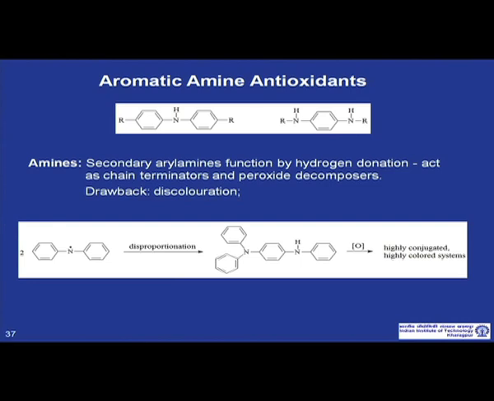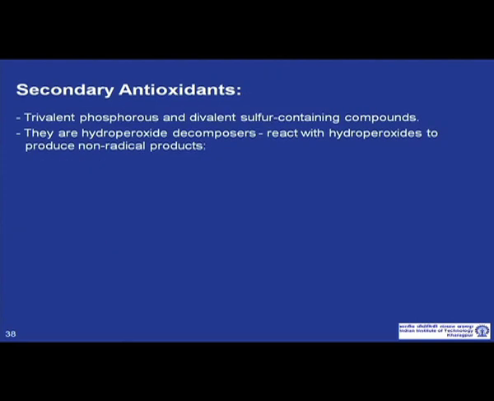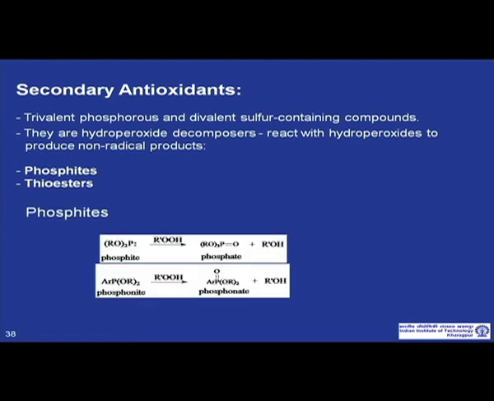For example, primary antioxidants work by trapping the radicals, and thereby increasing the termination reaction. Secondary antioxidants, the hydroperoxide decomposers, react with hydroperoxides and produce non-radical products, and examples are trivalent phosphorus compounds, divalent sulfur containing compounds, phosphites, thioesters. These are the common examples of secondary antioxidants.